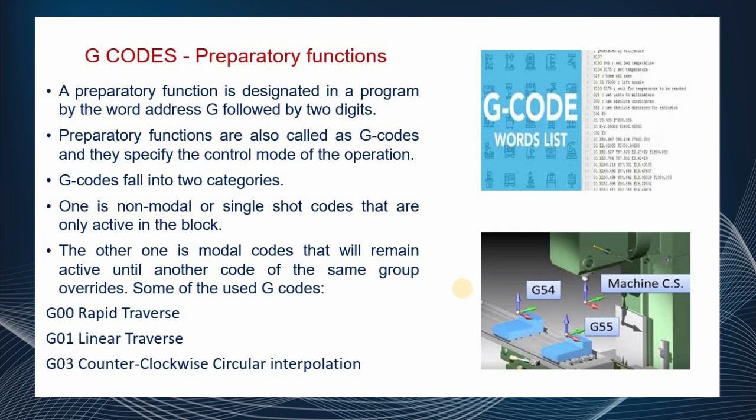Some of the commonly used G codes for part programming are G00, which specifies rapid traverse, the rapid motion of the tool; G01, which refers to linear traverse; and G03, counterclockwise circular interpolation. Each code has a different set of functions.